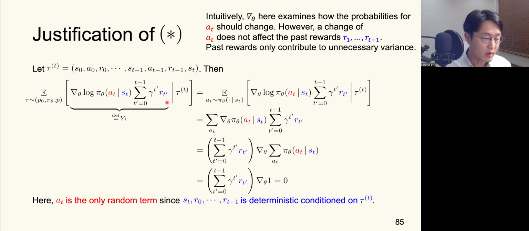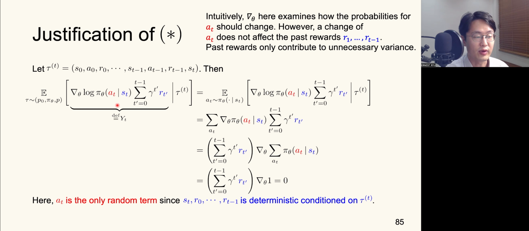All right. So tau t, we're going to consider the conditional expectation of this quantity conditioned on tau t. Tau t conditions up to state st. So as far as this expectation is concerned, this state st is deterministic because we're conditioning on it. And if you look at this summation, it involves all the past rewards, reward 0, reward 1, up to reward t minus 1. So all of these rewards are also deterministic as far as this expectation is concerned, because we're conditioning on all these past rewards.